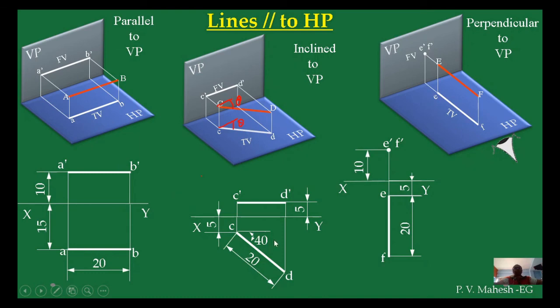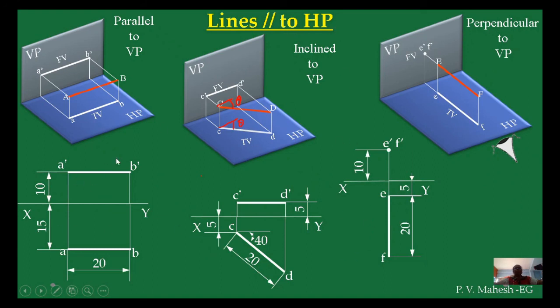Also, the true inclination with VP, whether the line is perpendicular to VP, inclined to VP, or parallel to VP, as well as the true length of the line, is visible in the top view when the lines are parallel to HP. So this is one point we have to remember.